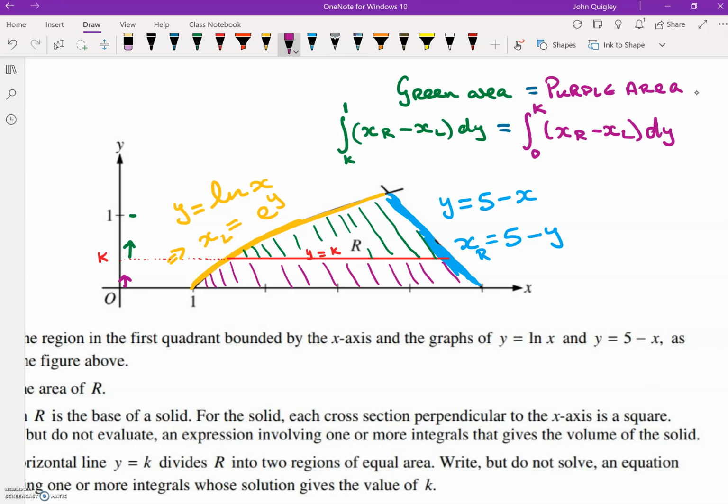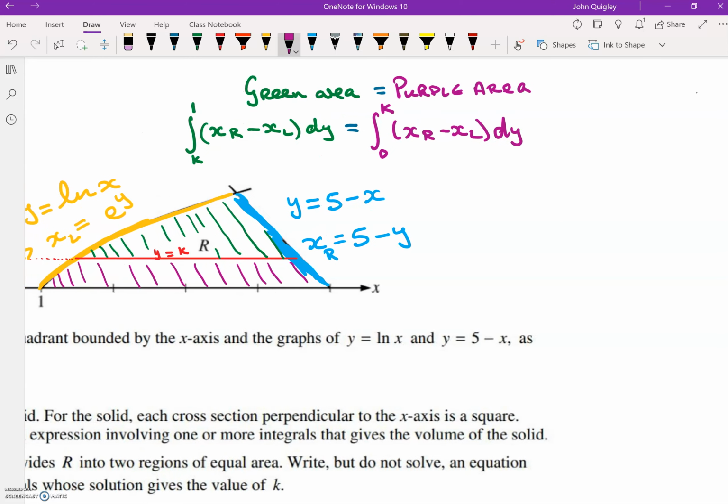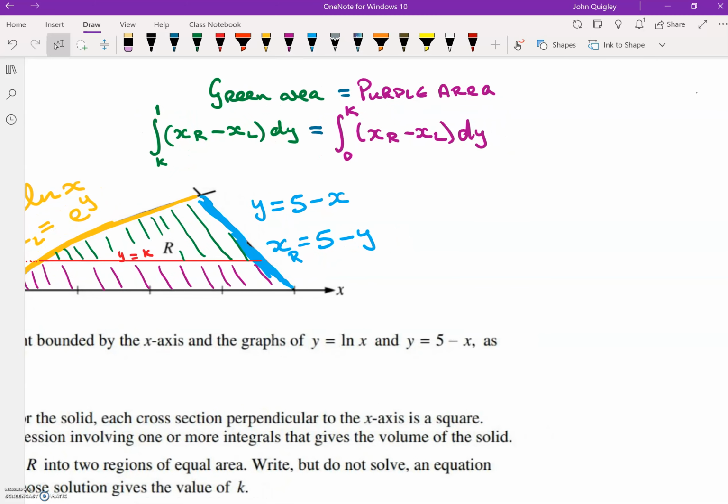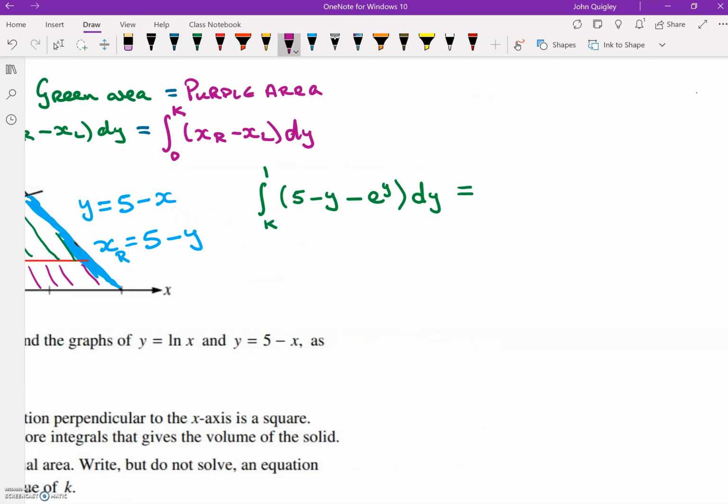The only thing we're going to do now to finish this is just to substitute for xr and xl. We're going to go integral from k to 1, xr is 5 minus y, minus xl is e to the y, dy, is going to be equal to the integral. Same thing, exactly the same thing, but the limits change: 0 to 1, 5 minus y minus e to the y dy.